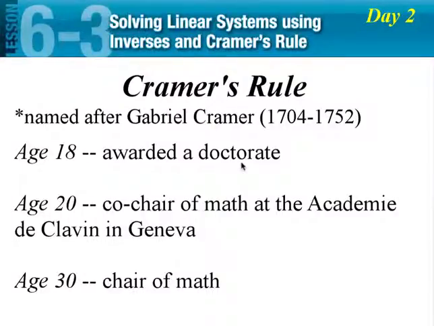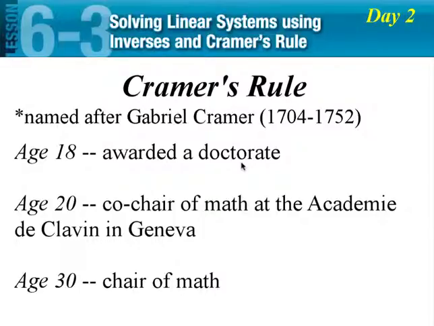Okay, so today we're going to be talking about Cramer's rule. You've already seen this. This shouldn't be anything new. And so first of all, a little history. Cramer's rule was actually named after a mathematician named Gabriel Cramer. He lived from 1704 to 1752, so not very old, okay?